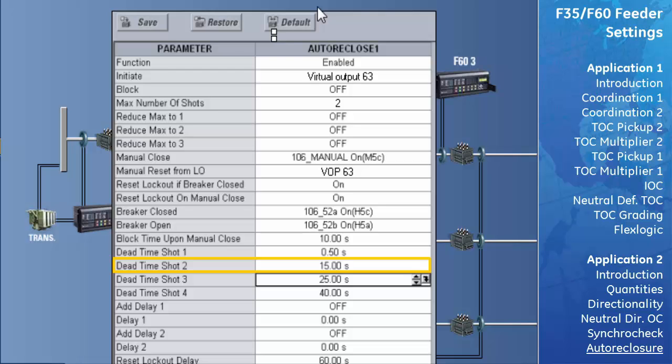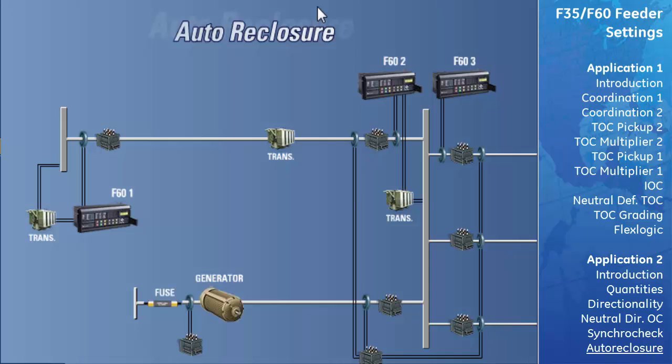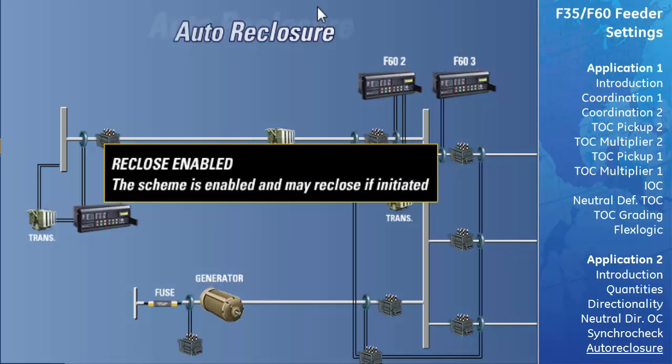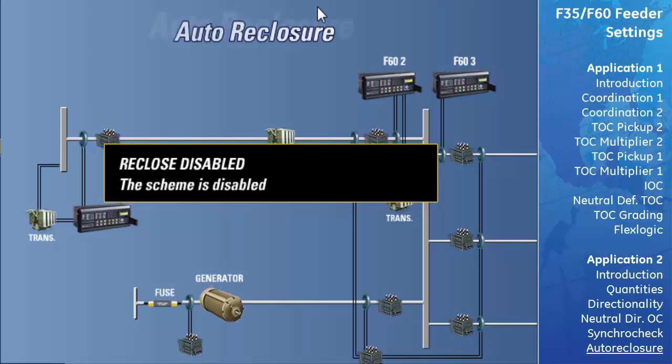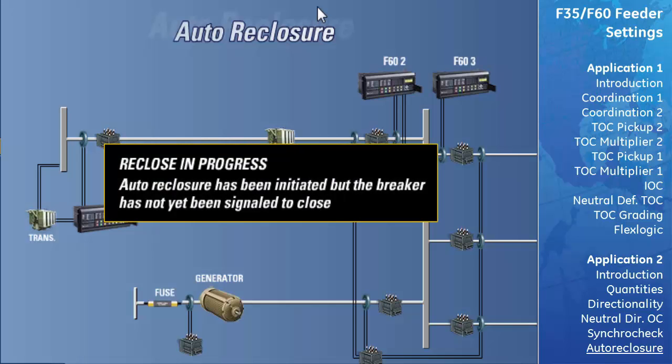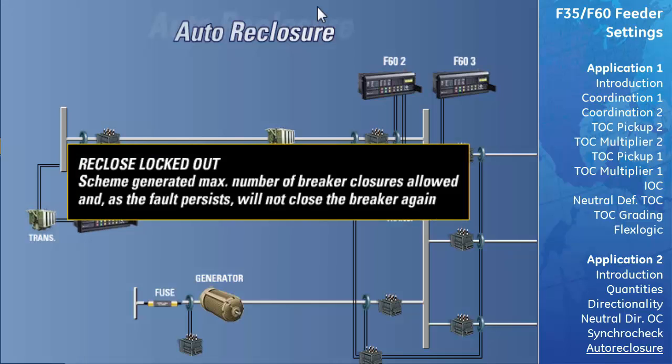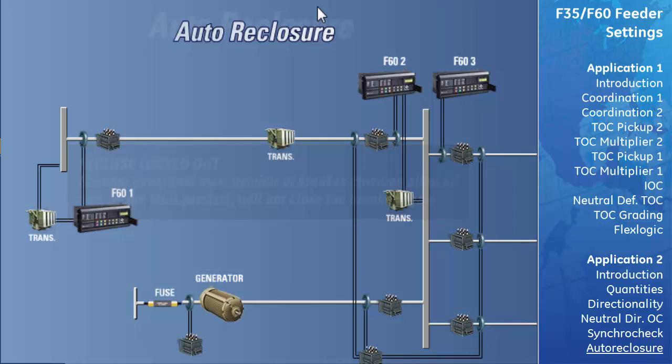The auto reclosure indicates its state by setting the following internal operands to a logic 1 state. Reclose enabled means the scheme is enabled and may reclose if initiated, and all the applicable conditions are met. Reclose disabled means the scheme is disabled. Reclose in progress means an auto reclosure has been initiated, but the breaker has not yet been signaled to close. The reclose locked out means either the scheme has generated the maximum number of breaker closures allowed for a fault, or the scheme has been locked out externally.